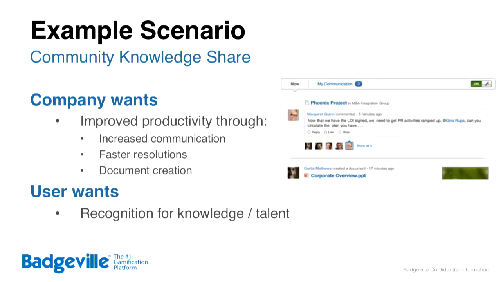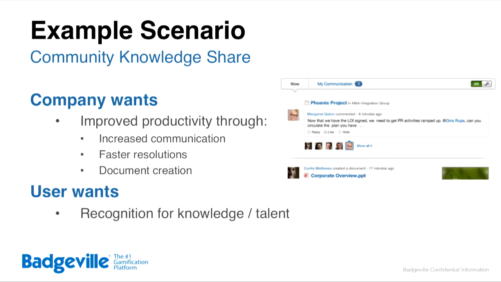So in this example scenario, we have a community knowledge share. These are popping up all over the place. It's basically taking something that looks kind of like Facebook and sticking it into your business and hoping that people will answer each other's questions, write documents, kind of record their learnings, things like that. So the company's looking to improve productivity. They're hoping to get increased communication, faster resolutions, create documentation.